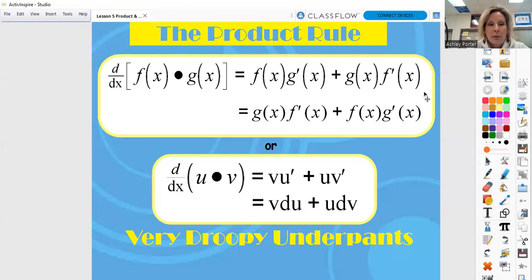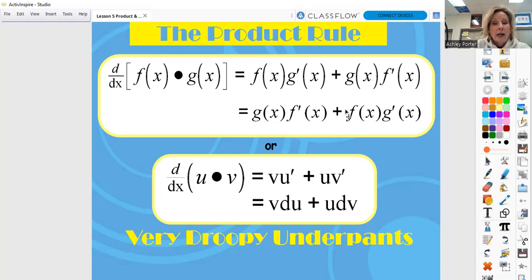Whenever you are multiplying a product of f of x times g of x, a product of two functions, and you want to find the derivative of that product, then you say f of x times g prime of x plus g of x times f prime of x. So the first function times the derivative of the second plus the second function times the derivative of the first. These can be reordered because it's a sum.